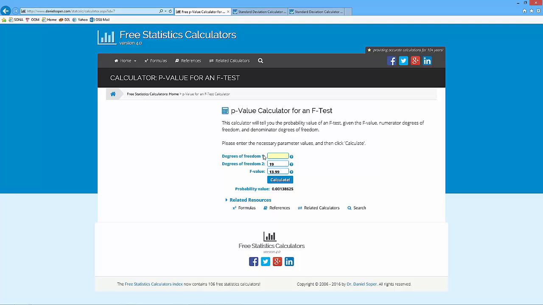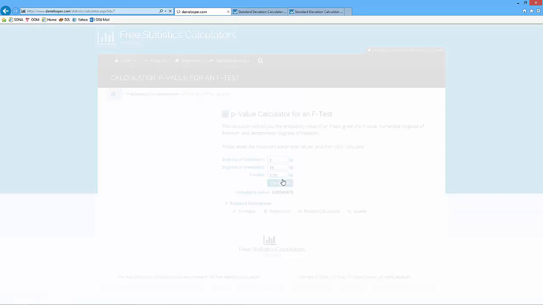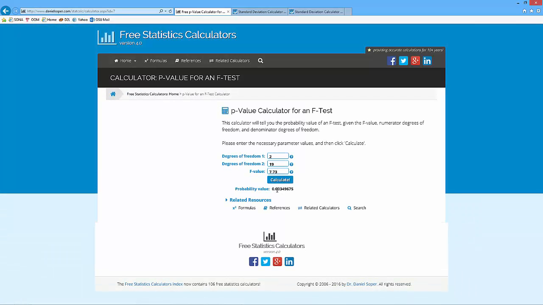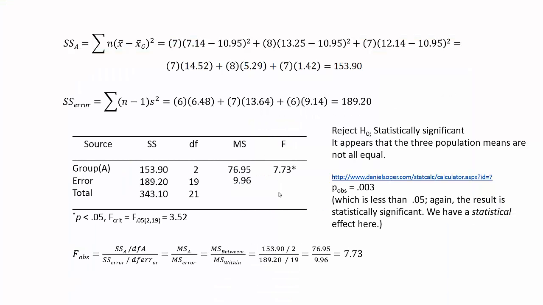So we had 2 and 19 degrees of freedom and our F value was 7.73, and we calculate and we get a p-value of 0.003496, so we'll just make it 0.003. So here I have it then, p-obs equals 0.003, and again that's less than 0.05, just another way of realizing that yes, this is a statistically significant finding.